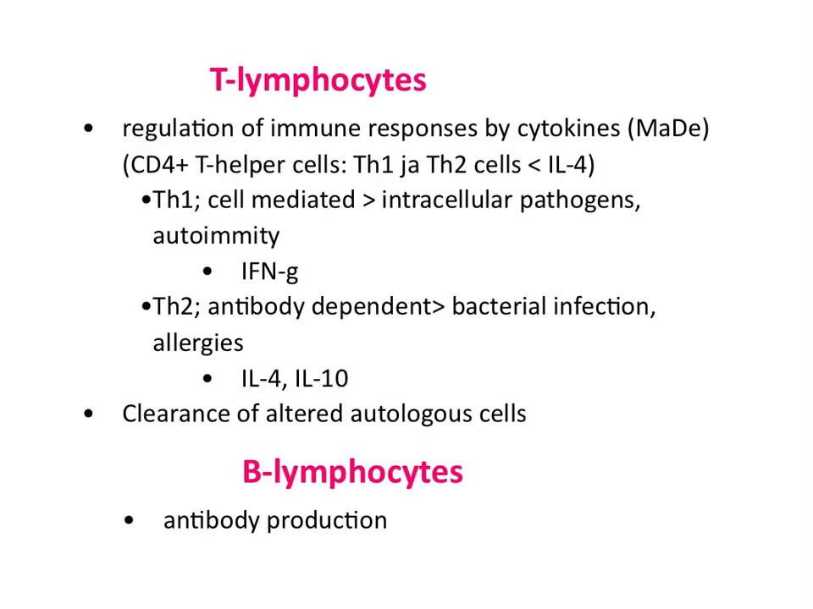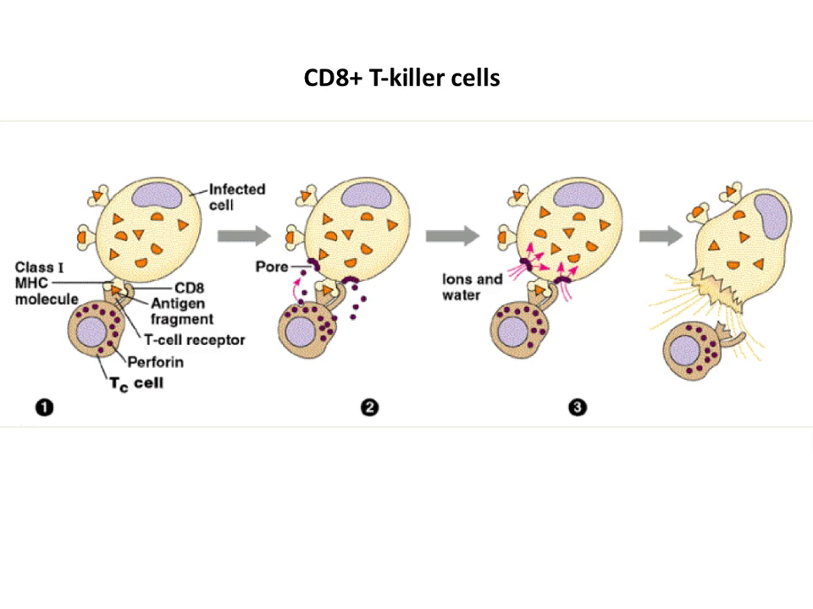Then finally, B cells are the ones producing antibodies and helping the cycle to start over. CD8 positive T killer cells are a specific kind of T cell that are especially targeted at killing infected or altered autologous cells directly.